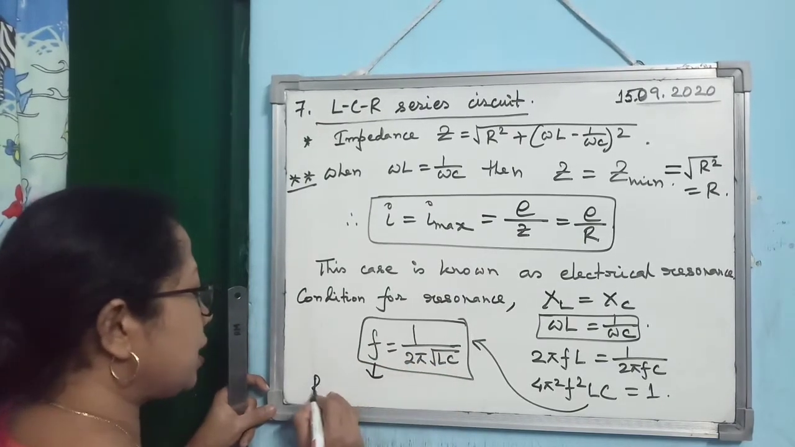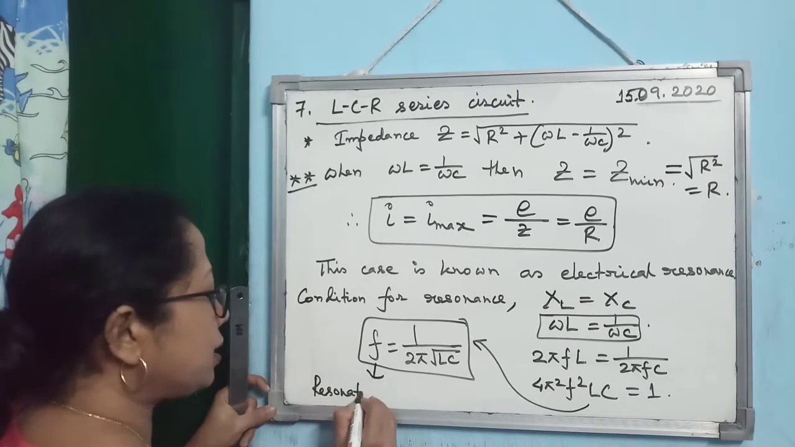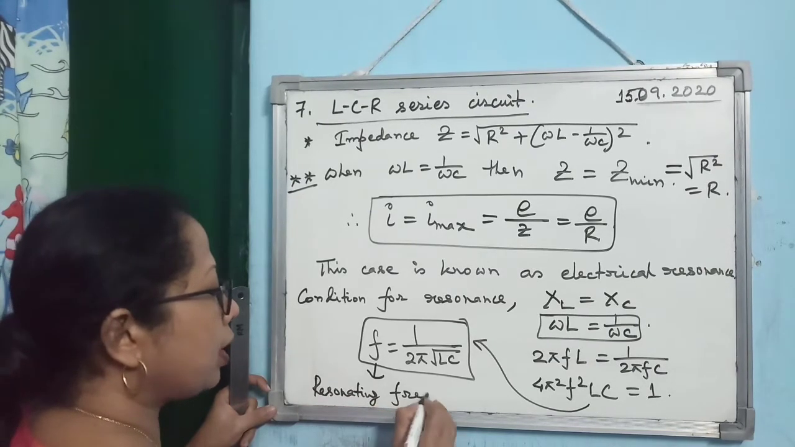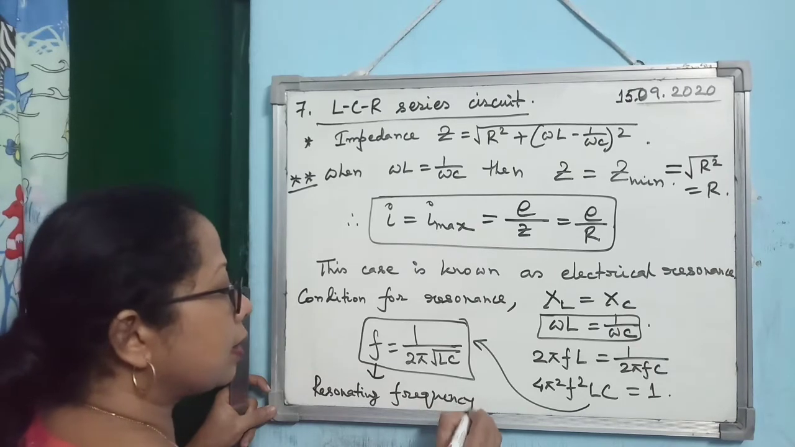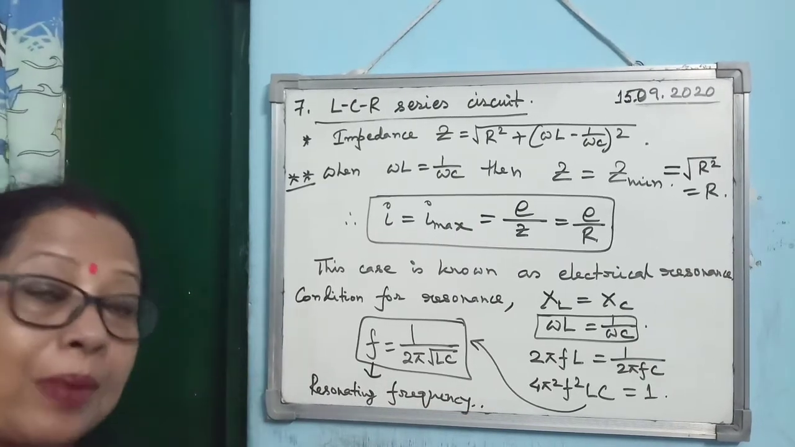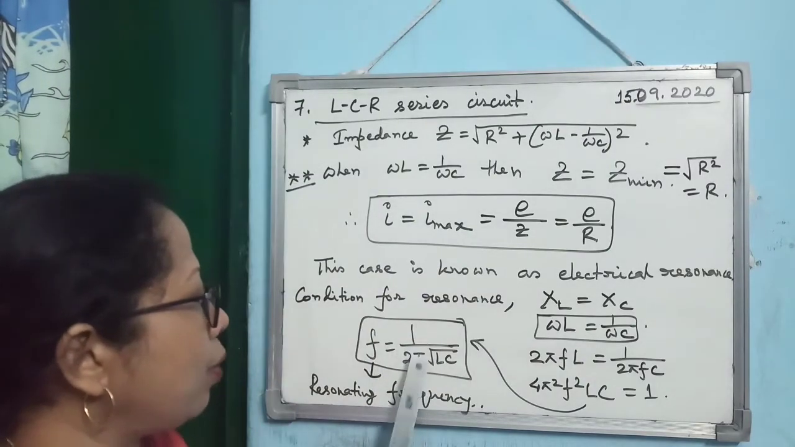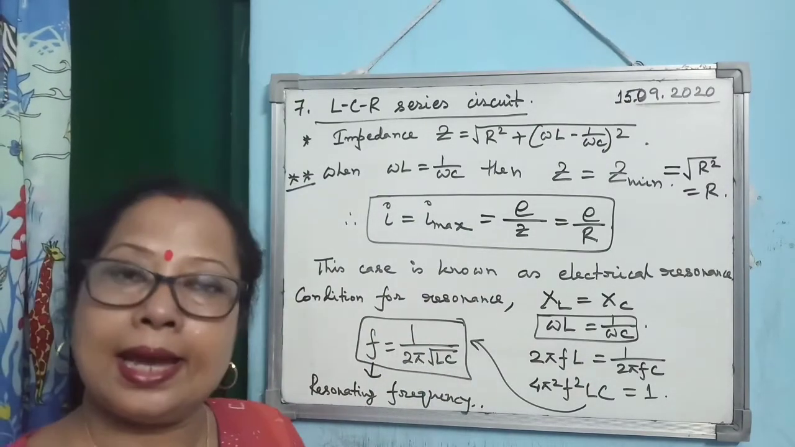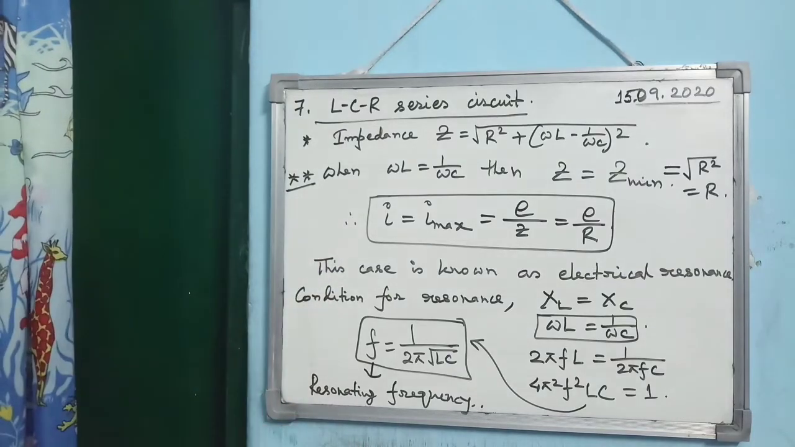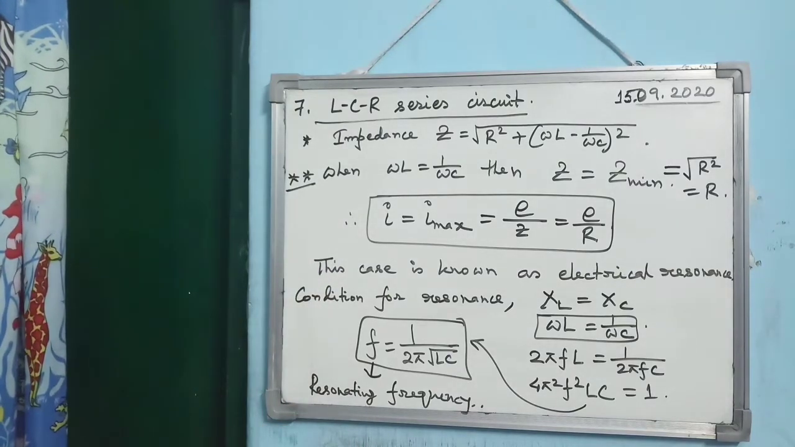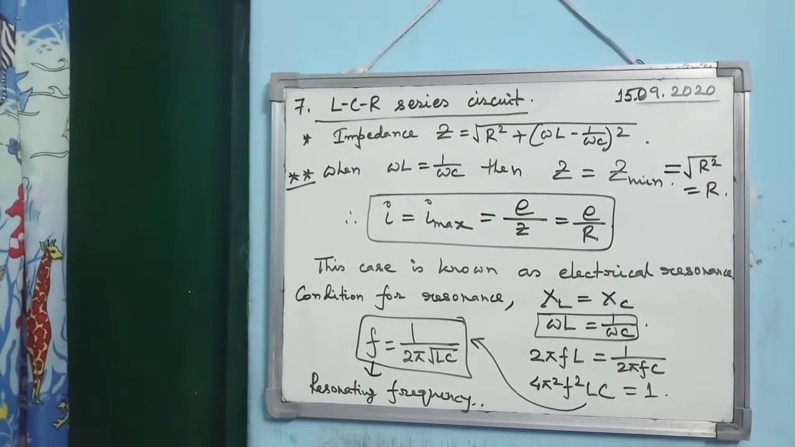This frequency is known as the resonating frequency. So what is the expression for the resonating frequency? Resonating frequency is given by 1 by 2 pi under root LC. So these are the important points. You must remember this page, whatever I have written on the whiteboard, each and every point is very, very important. So please do learn it, practice it and remember it.